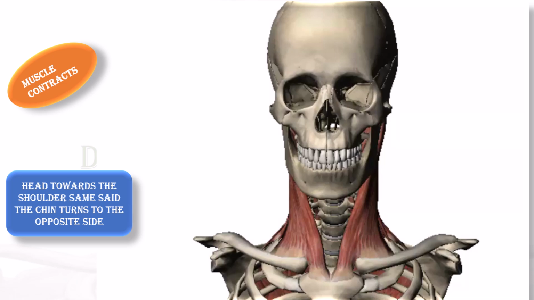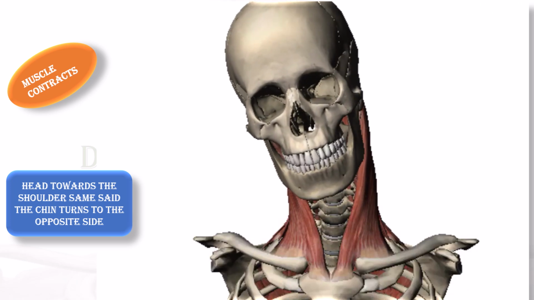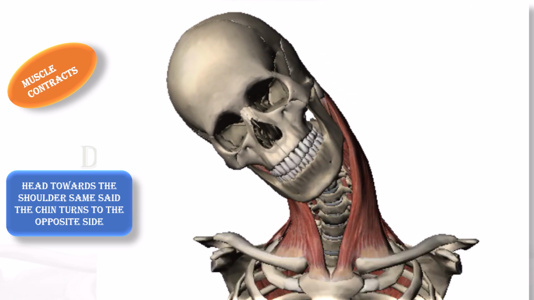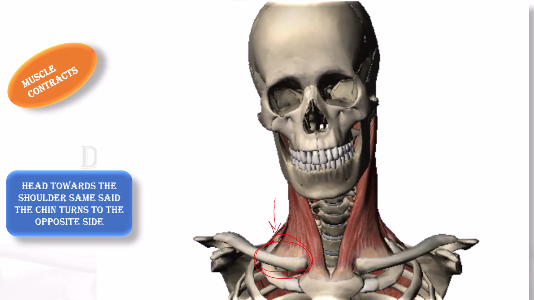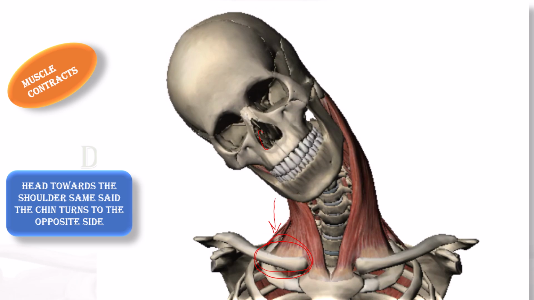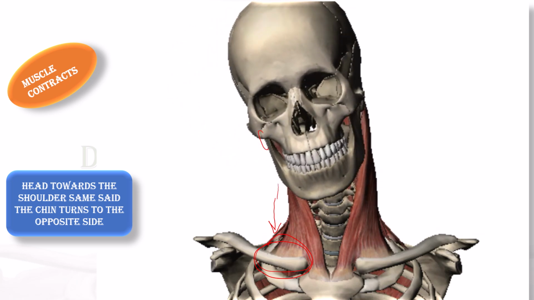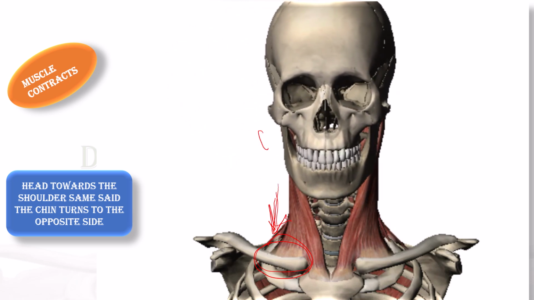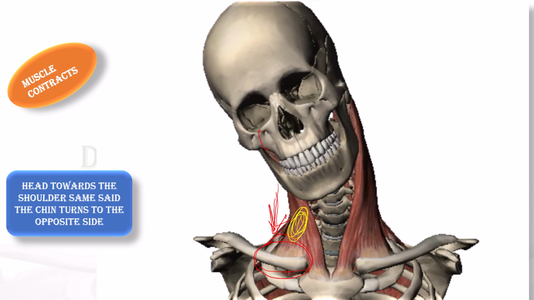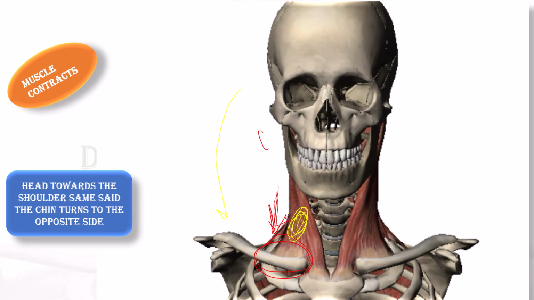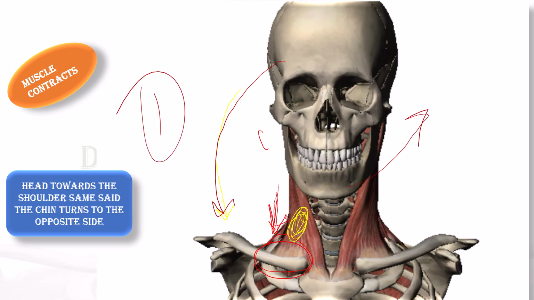सो हमने बोला था, अगर एक साइड का मसल कॉन्ट्रैक्ट करता है, जिस साइड का मसल कॉन्ट्रैक्ट करेगा, इस एनिमेशन में देखिए राइट साइड का मसल कॉन्ट्रैक्ट कर रहा है, दिस इज द ओरिजिन एंड हियर इज द इंसर्शन. सो ओरिजिन इज फिक्स्ड, तो इंसर्शन को ओरिजिन अपनी साइड मूव करेगा लाइक दिस. सो जिस साइड का sternocleidomastoid कॉन्ट्रैक्ट करेगा, head will tilt toward the shoulder of the same side, and chin is toward the opposite side. So this is the first function of sternocleidomastoid muscle.